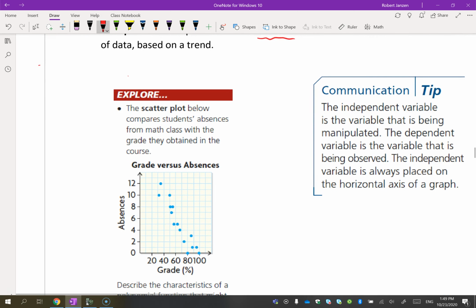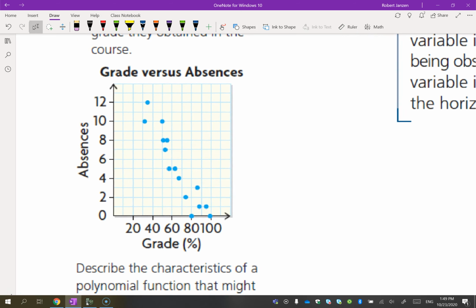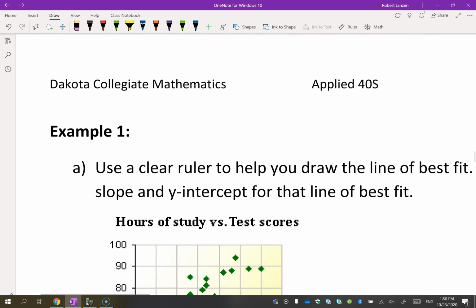So here's an example of a scatter plot. In this graph, you have your mark in your class and how many absences. Generally speaking, you can see that there is sort of a trend here. This would be what the line of best fit might look like here. And what this means is the higher your mark, the fewer times you're absent. So in this case, as the marks get higher, absences go lower. Let's look at an example here.